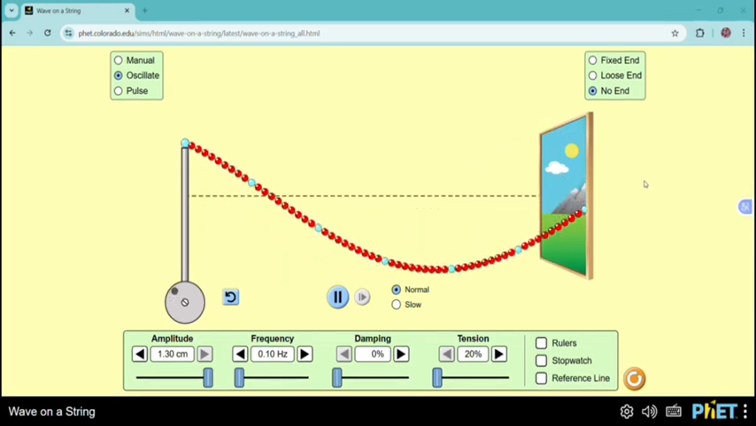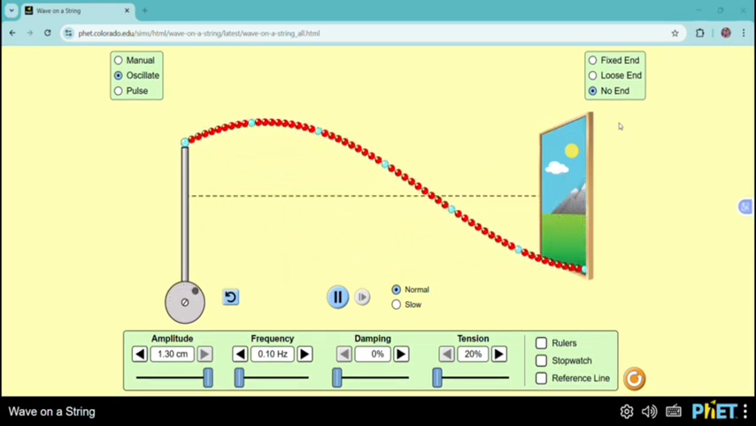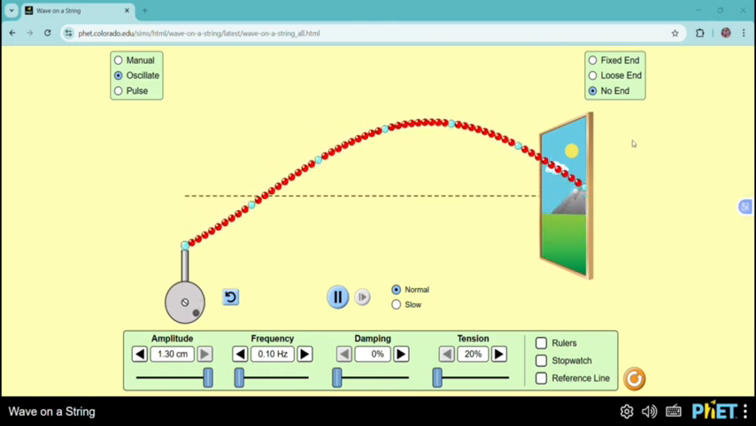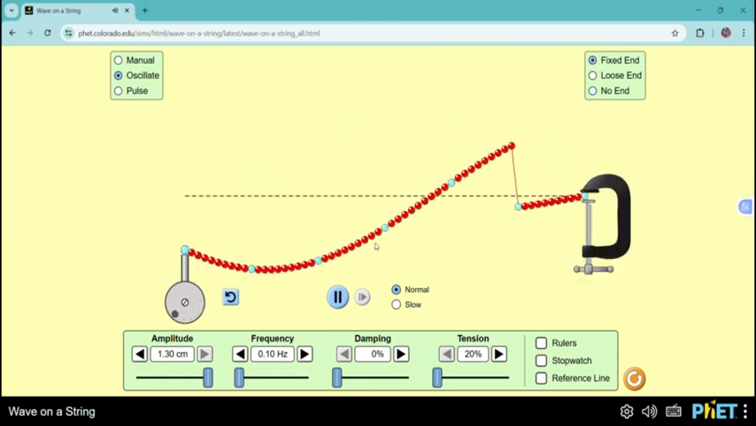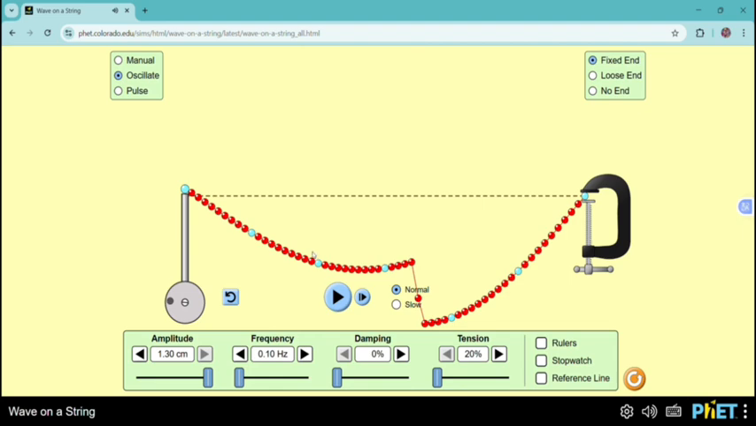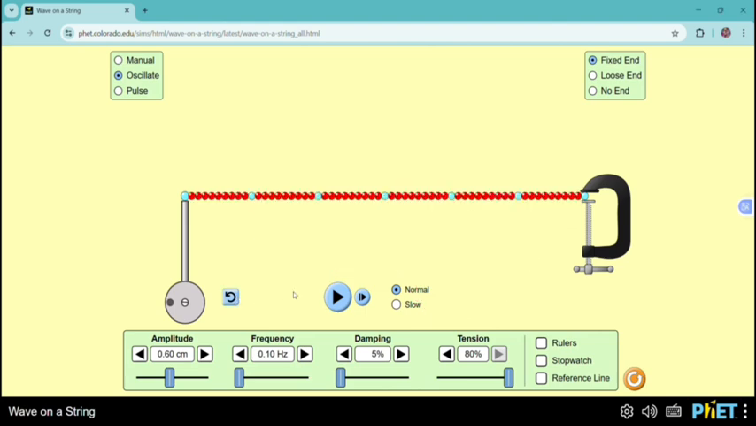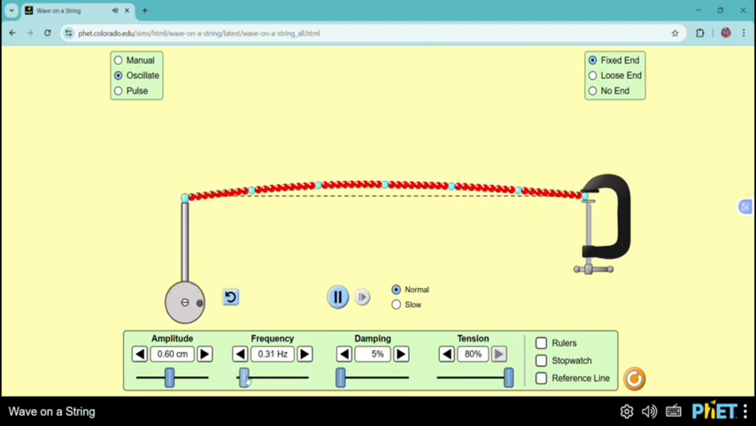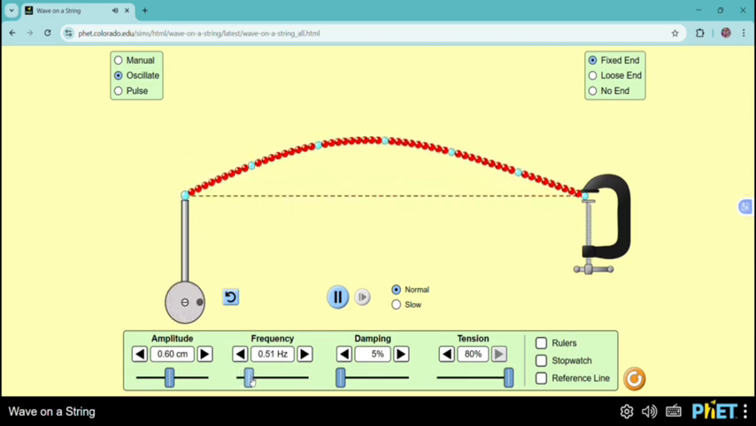Lastly, I'm going to simulate the standing wave. We set the condition to fixed end first. Then we set the amplitude to 0.6, the damping to low, and tension to high. Then we set the frequency to the lowest, the low.